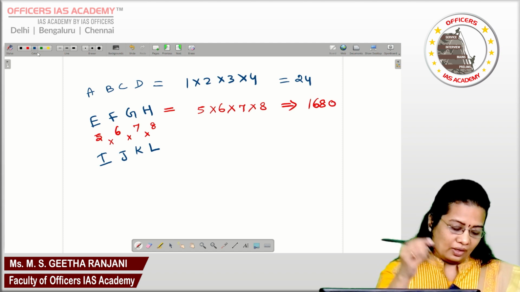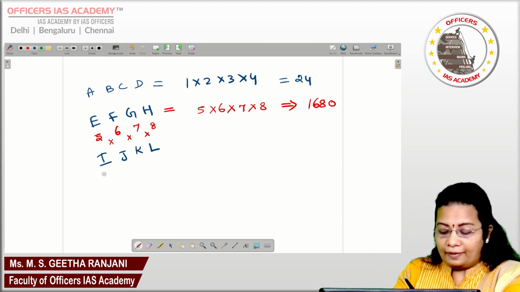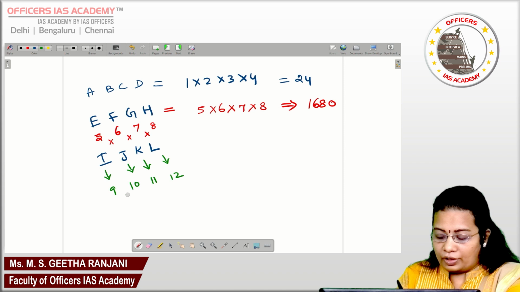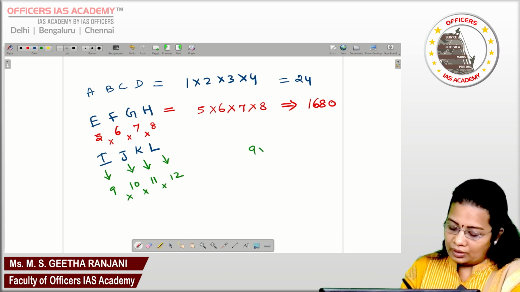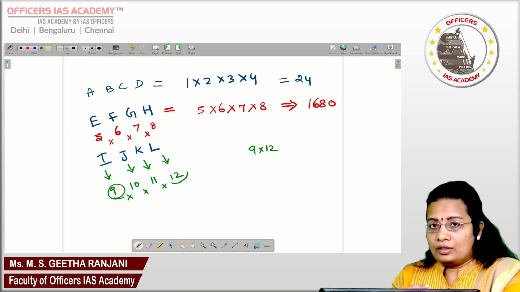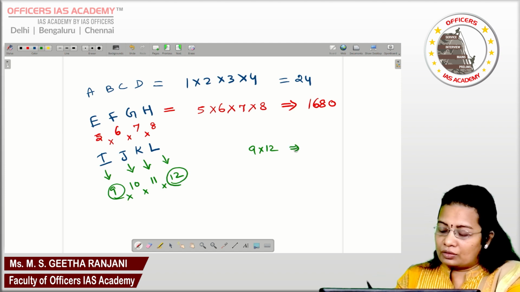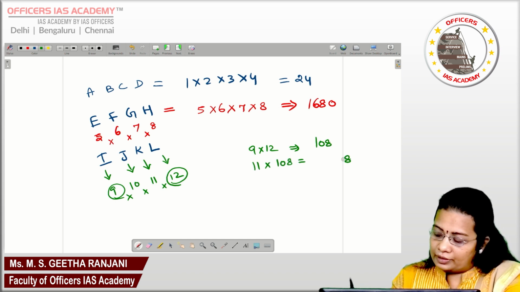The next one, I, J, K, L. This one we want to find out. Position of I, 9. J, 10. K, 11. L, which is 12. You want to get the product of the entire thing. So let me start with 9 into 12. But others are easy. 11 and 10 multiplying with larger numbers will save your time. So 9 into 12, 108. Then 11 into 108 I am taking. So 8 here, 8 plus 0, 8, 0 plus 1 and 1.